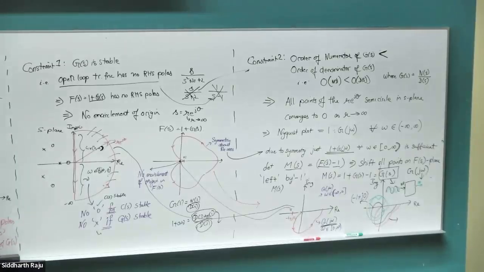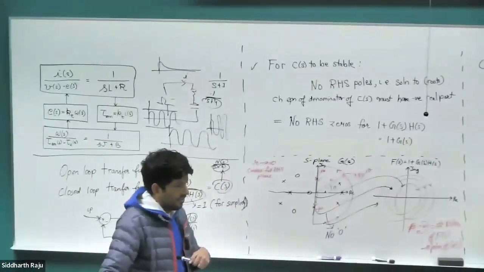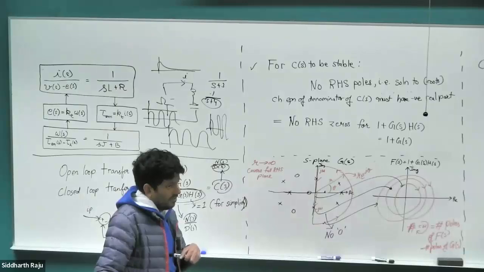Anybody have any questions? Yep. So you could only tell about this hidden instability by doing the Nyquist plot? Like there would be no indication from just evaluating the S-plane?